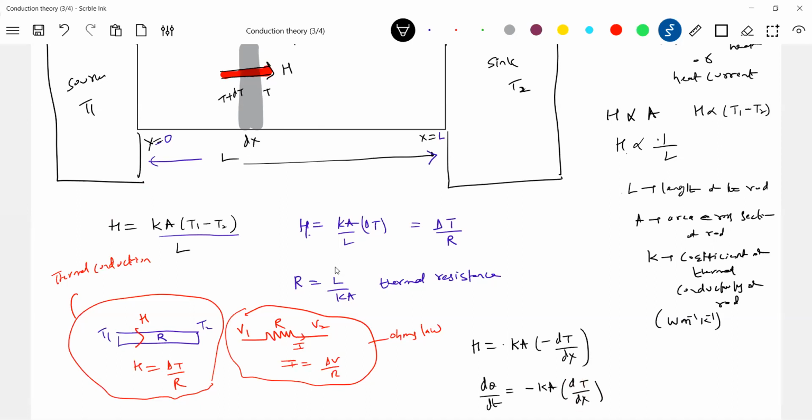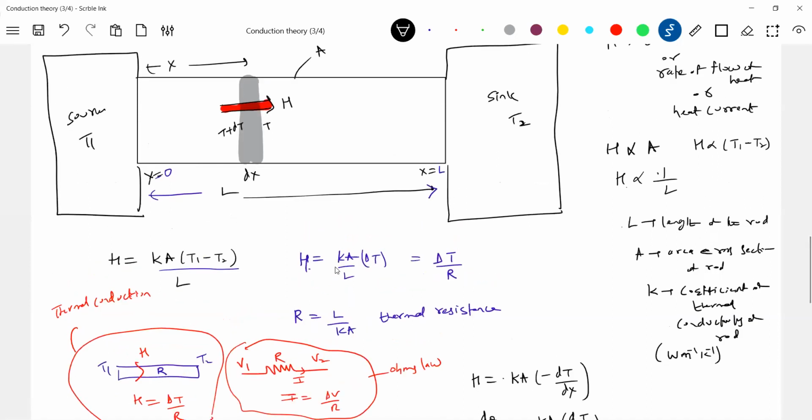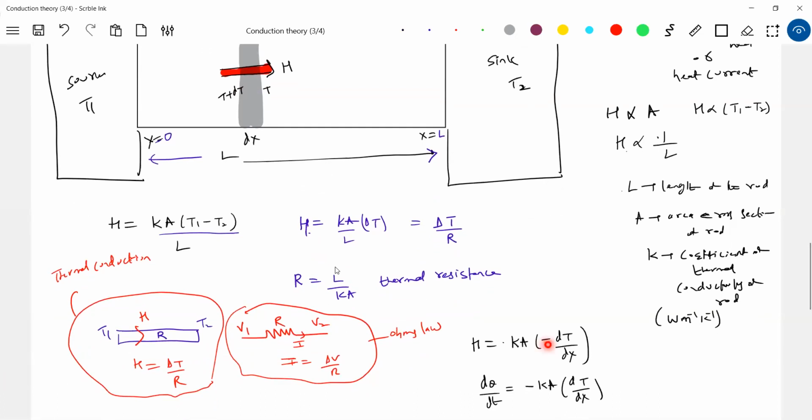What do you mean by negative sign? As x increases, the temperature decreases. So therefore, a negative temperature gradient is established here. This is the form we'll be using in numericals. Is any integration needed somewhere? No, we'll be using this one. Both are correct. Sir, why are you not showing the negative sign?